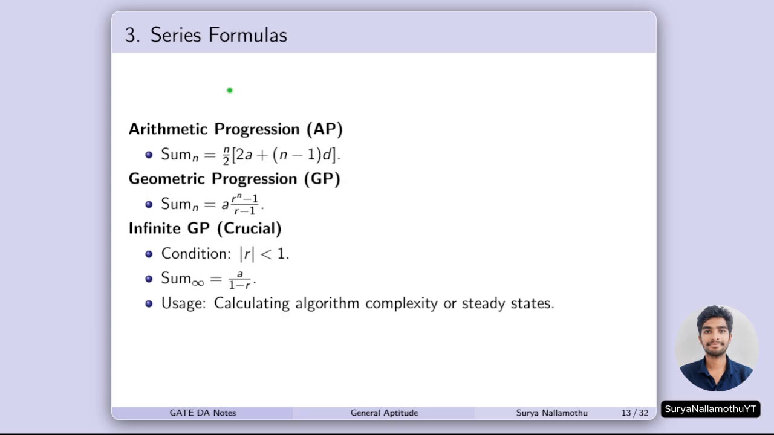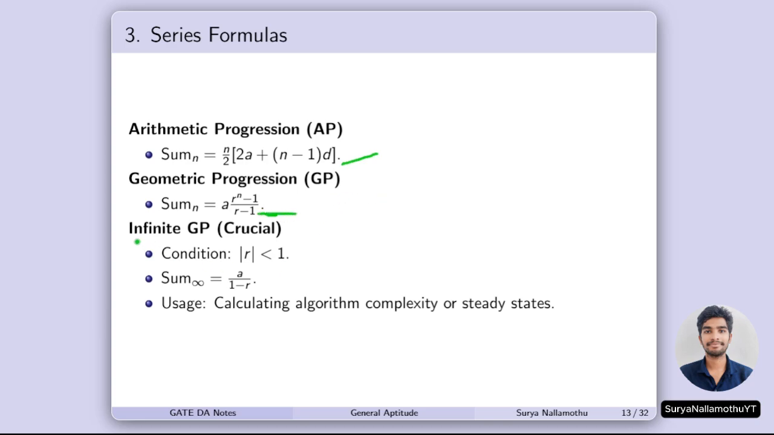And these are the series formulas. The series formula for the arithmetic progression is n by 2 into 2a plus n minus 1 into d. The common difference is nothing but d. Here, when the series has a common difference d, that is known as arithmetic progression. And for the geometric progression, the formula is a into r power n minus 1 by r minus 1. So this is the formula for the geometric progression.